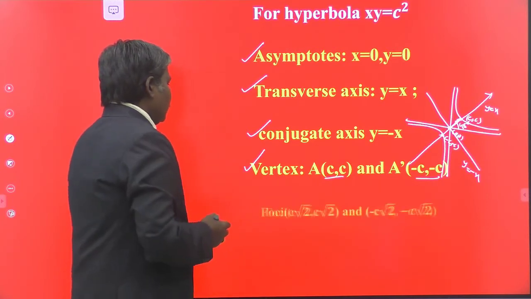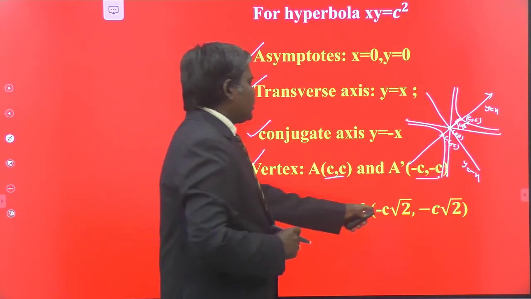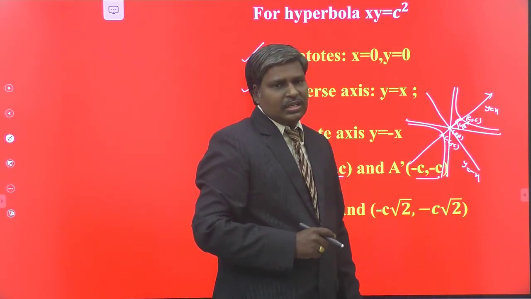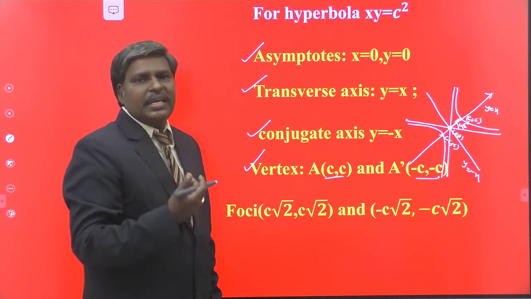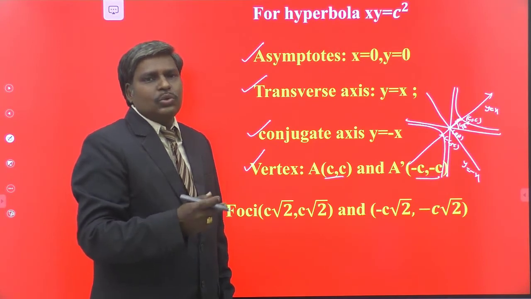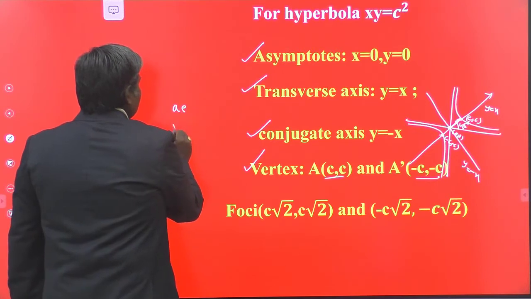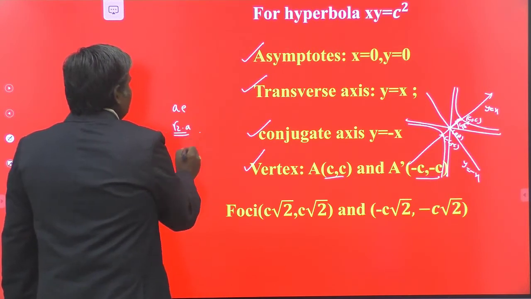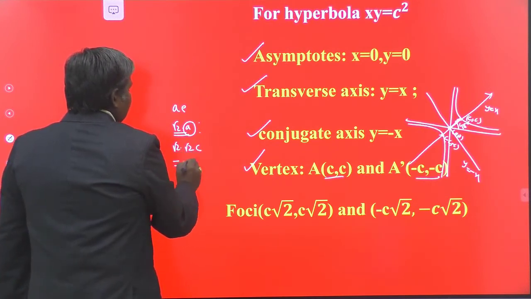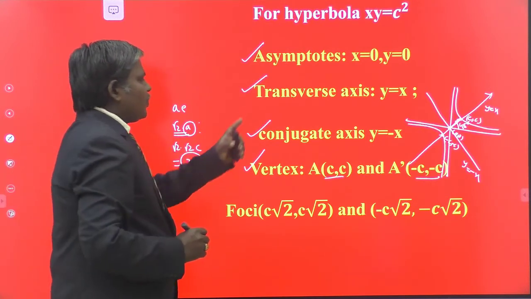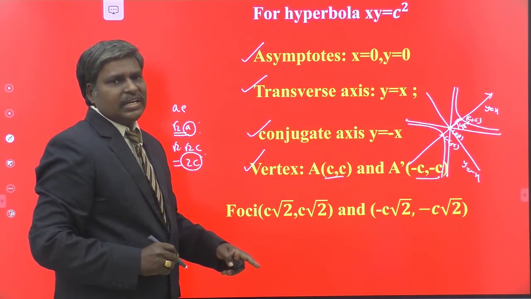And similarly the foci are root 2c comma root 2c and minus root 2c comma minus root 2c. Already we proved this. So the distance between the center and the focus is AE. E means root 2, so root 2 times A is obtained here. So A is equal to root 2c, and root 2 times root 2c is equal to 2c. So your focus is 2c distance from your origin. That is the center of the hyperbola.